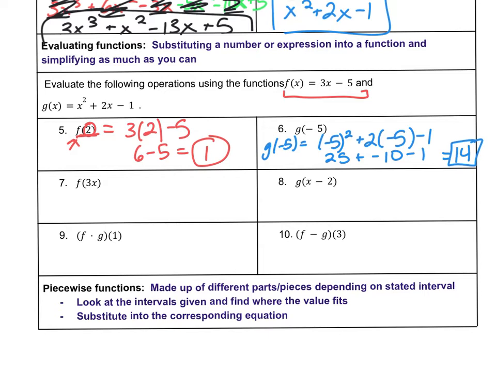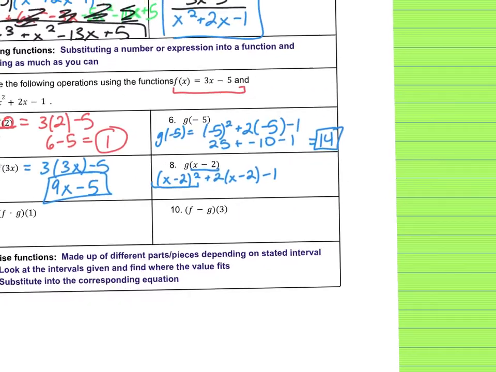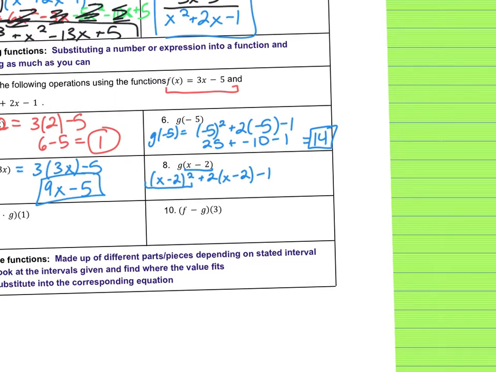All right, f of 3x, so 3 times 3x minus 5. You end up with 9x minus 5. Simple enough. G of x minus 2, so again, this is a g, plugging in this for x. X minus 2 squared plus 2 times x minus 2 minus 1. This little chunk right here tells me to factor, right? Remember this from Algebra 1. So I'm going to move this over so I've got a little bit more space.